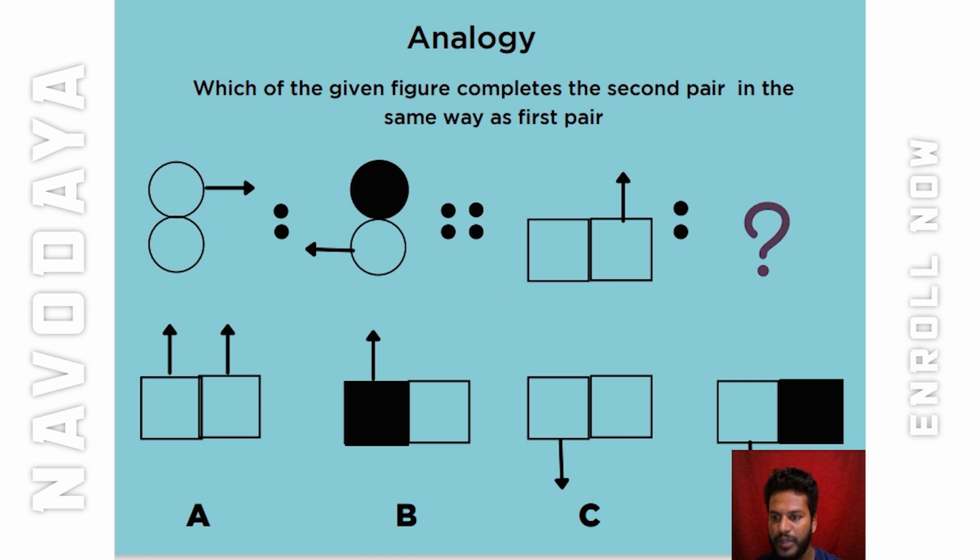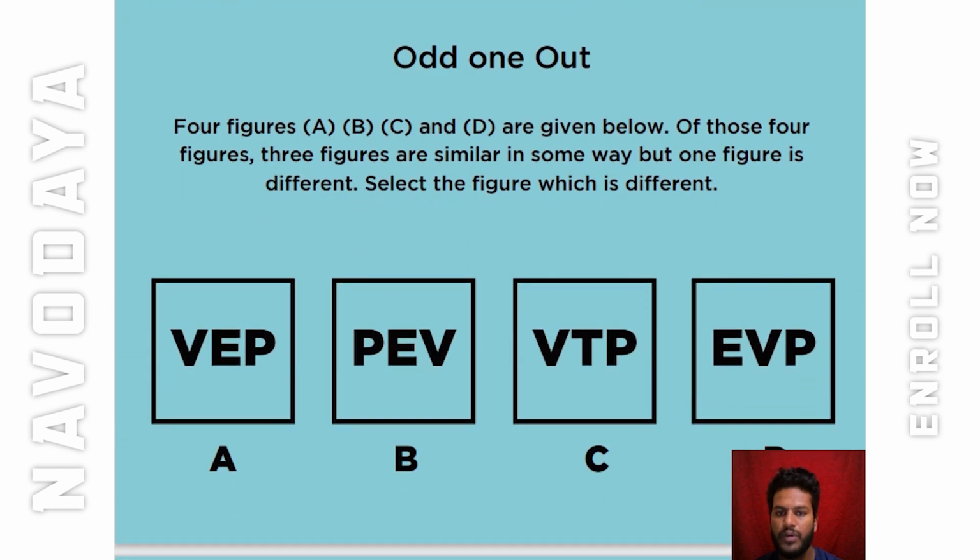The next topic is odd one out. What is this odd one out? What exactly does it mean? Odd one out means we need to identify which figure is not matching that particular group. So we'll read out the question.